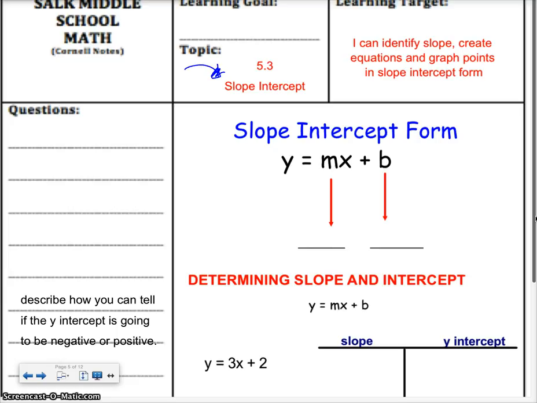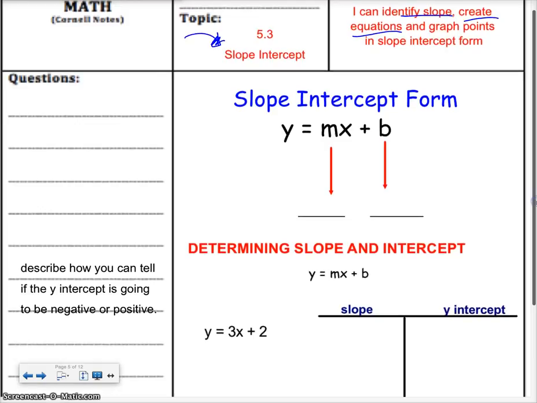In your learning target today, you're going to be able to identify the slope, create an equation of a line, and graph points. You're not graphing points today. So today you're going to be able to identify slope, identify y-intercept, and be able to create an equation of a line.